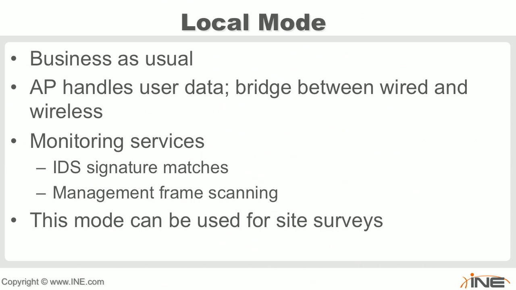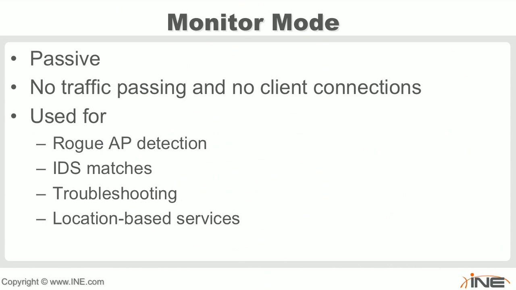Okay, so I'm not going to be deploying all of my APs in the same mode. Most of them are going to be in local mode. I might have a few of them in monitor mode. Some in monitor mode, these are passive access points. They are not necessarily broadcasting on any channel, so I don't necessarily have to worry about overlap. They're basically just listening. They're just passive. They're used for detecting rogue APs. They're used a lot more for detecting intrusion detection system or IDS signature matching. They're certainly used for troubleshooting, and they're used some for location-based services.